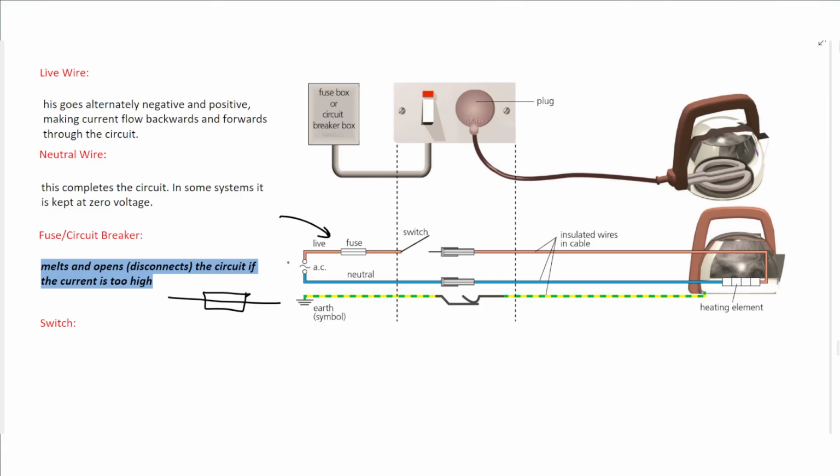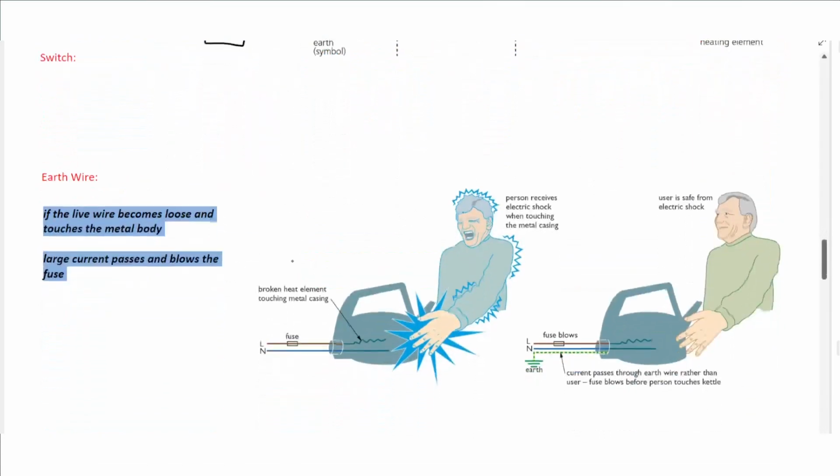A switch would also be connected to the live wire. A fuse and a switch would work just the same if they are connected to a neutral wire, but it is just safer for the user if you connect them on the live wire, to prevent the voltage, not just to prevent the current.